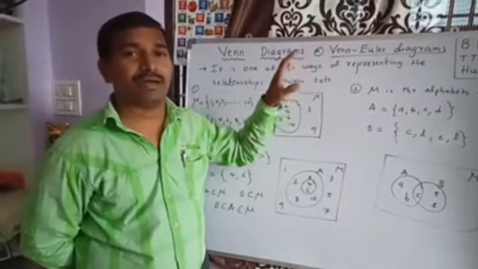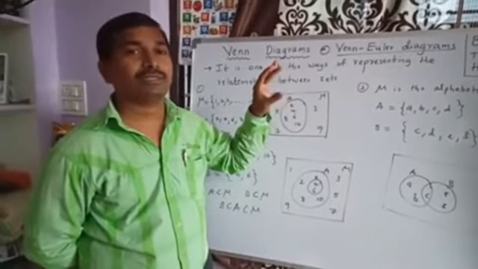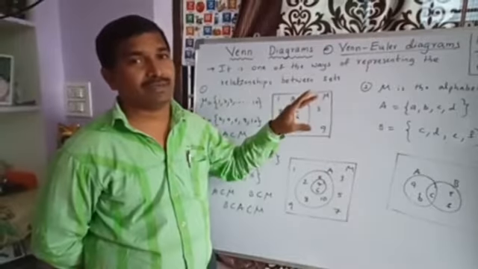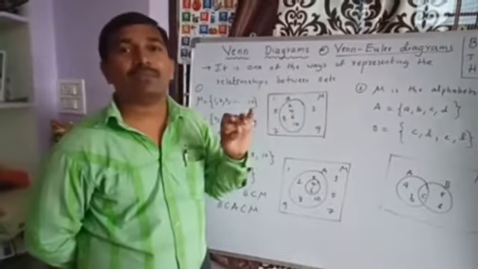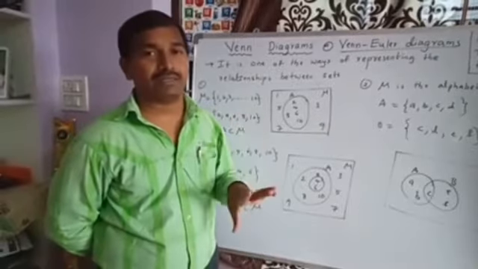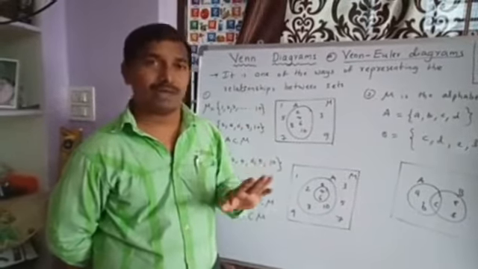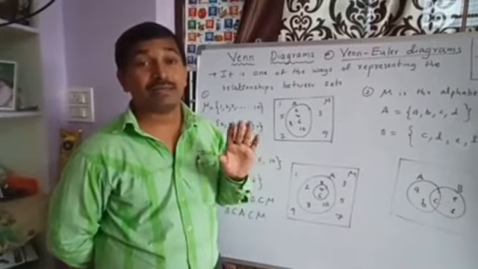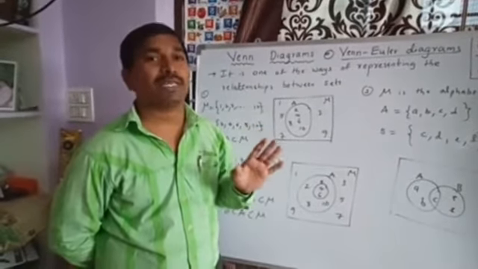These diagrams consist of rectangles and closed curved circles. Here the rectangle represents the universal set and the closed curves, the circles, represent sets. Are you getting it? Rectangle represents the universal set and circles represent sets.